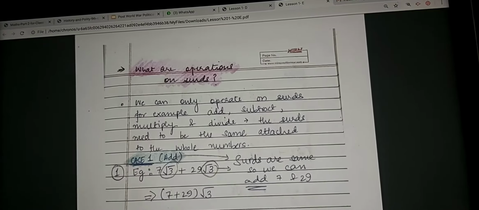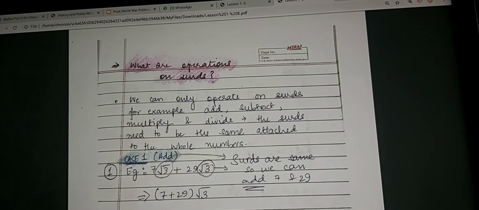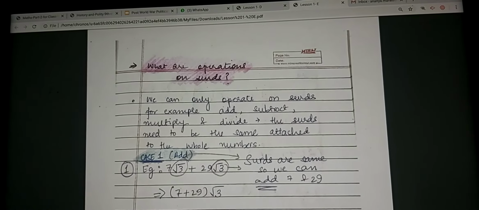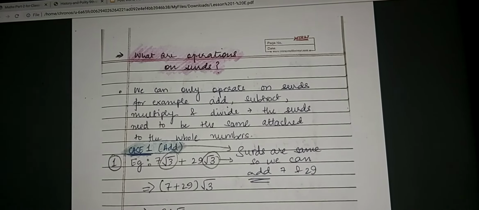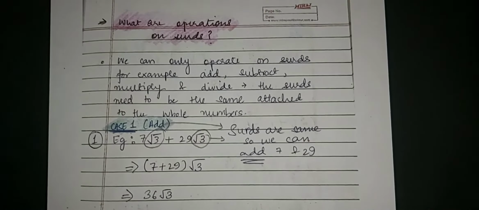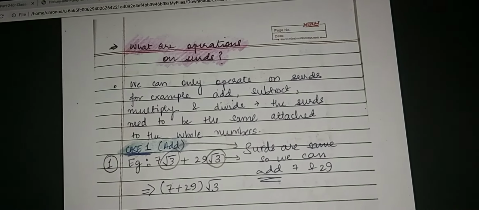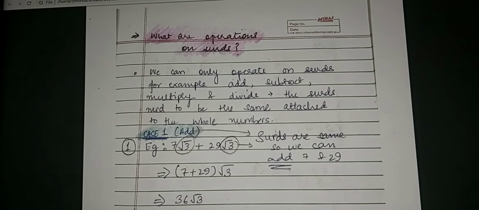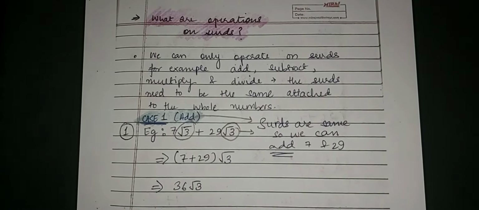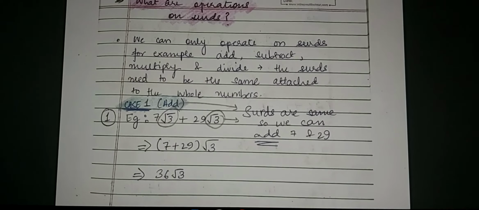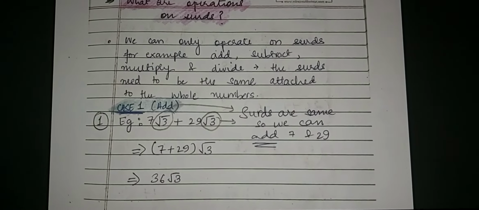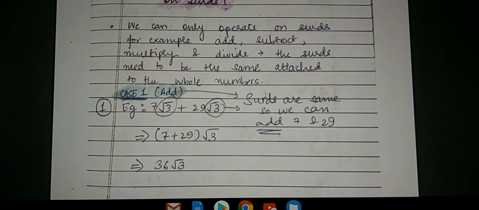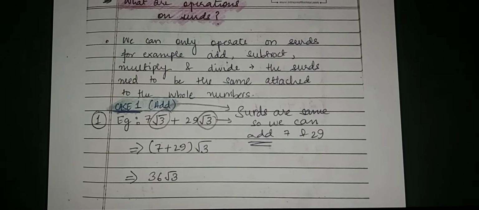Operations basically means plus, minus, multiplication, divide. Today we'll only do plus and minus, and then we'll do multiplication and divide in the next class. Okay, we can only do any operation, plus, minus, division, if the same number is attached to the whole number.